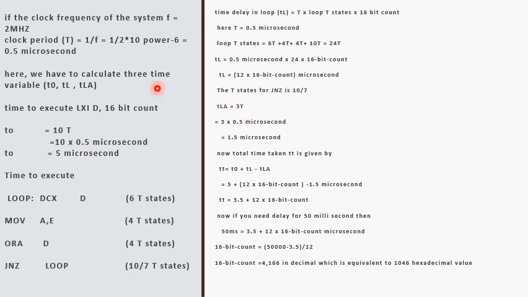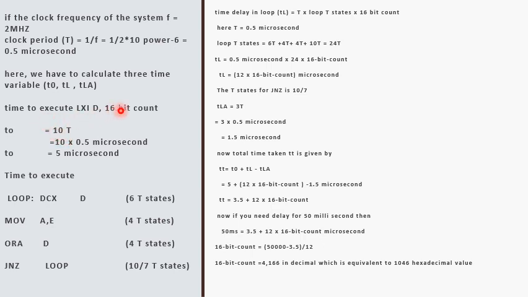Again, take that the clock frequency of the system is 2 megahertz and the clock period is 0.5 microseconds. Here we have to calculate three time variables: T0, TL and TLA. The time to execute LXI with this 16-bit count is calculated first. So T0 is equal to 10 T states, right?